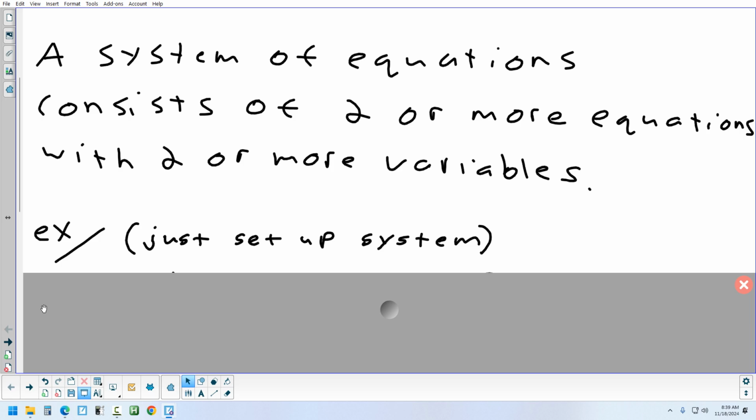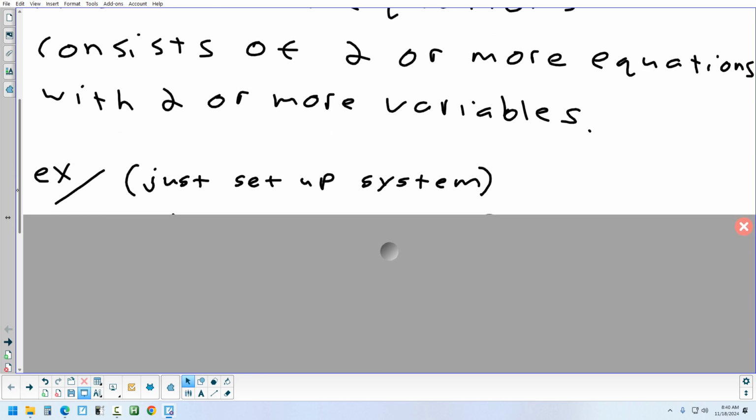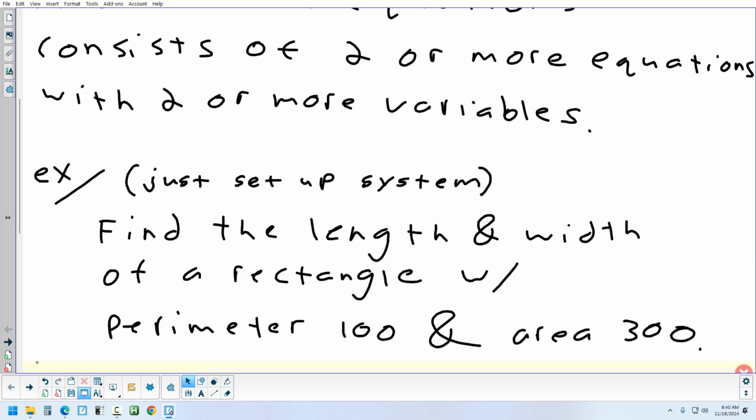So the first problem we're going to do, we're not even going to solve it. We're just going to set it up, and then we'll solve it next. So rectangle problems, they come up quite a bit, and the 2 formulas that you need to know for rectangles are the formula for the area and the formula for the perimeter. So we'll go through those right now. We're just going to set it up, and then we'll look at solving it in the next example.